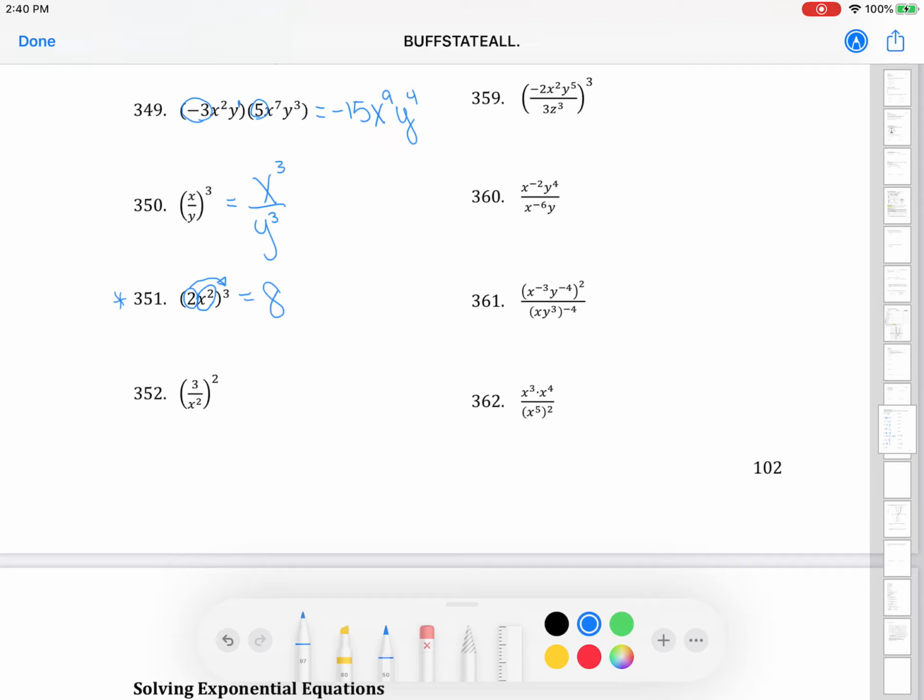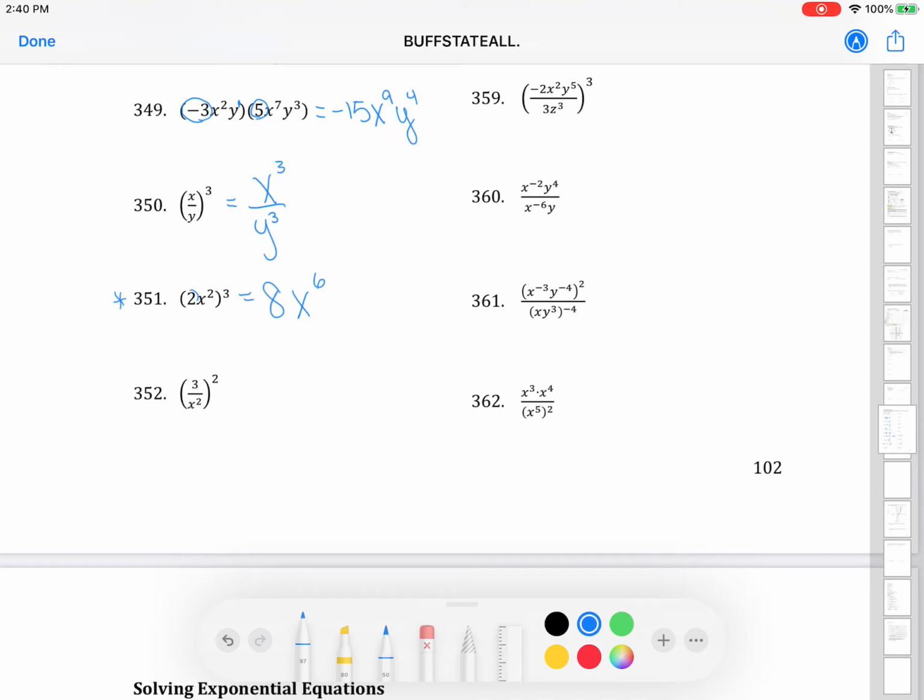Now we have x squared to the 3rd power. That's a power to a power rule, which means I have to multiply my exponents together. X squared cubed is going to be x to the 2 times 3, which is 6. So I'm going to go over that one again because it is rather tricky.